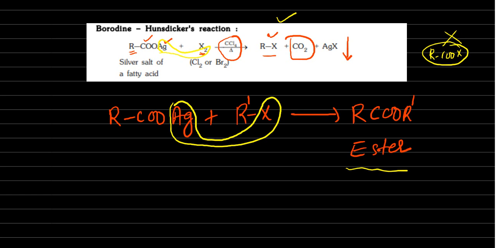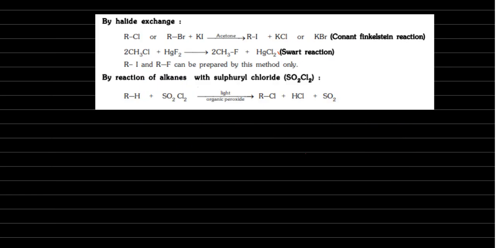Next, halide exchange. Two named reactions are there, very important ones. One is the Finkelstein reaction, and the other is the Swarts reaction. F is there in Finkelstein, but it is not for fluoroalkanes, it is for iodoalkanes, the opposite. So you have to link it up, because the name gives no information. Whenever a name is there, we have to make a story or a code for it. In the Finkelstein reaction we are making alkyl iodide.